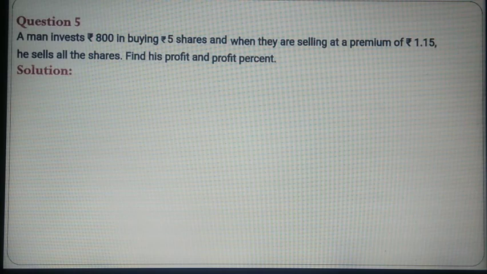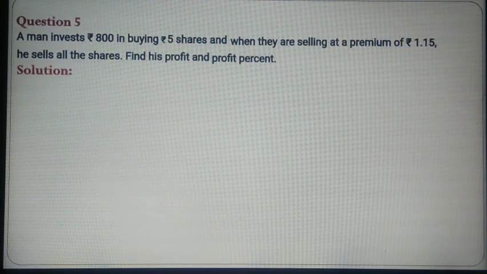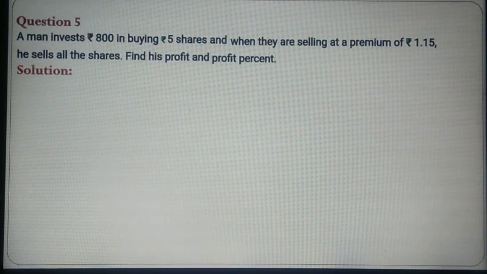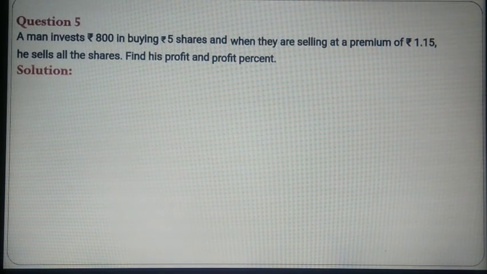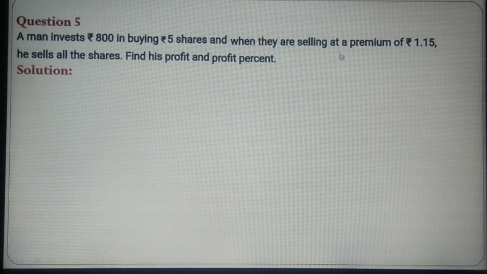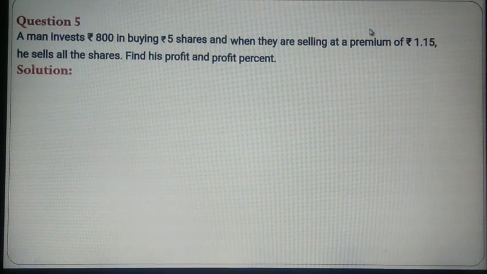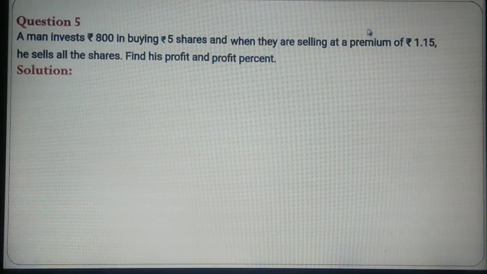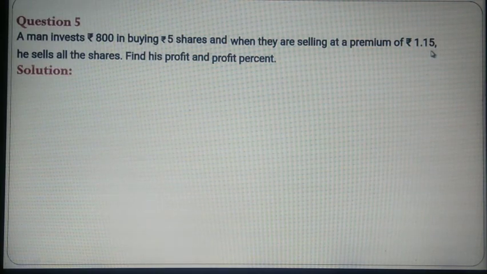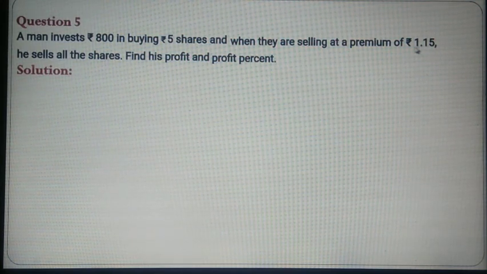Okay, so that's how you got the total number of pens. Similarly, we can find how many shares have been purchased by the man. Okay, and it is said that they are selling at a premium. So premium means whatever is the market value that is more than the nominal value. That means obviously there is profit happening, and a premium of this much means in one share the profit is 1.15 rupees. Hope you are clear with the question.